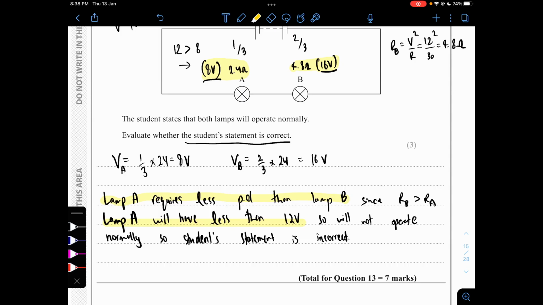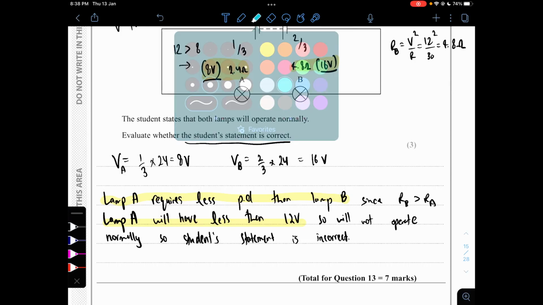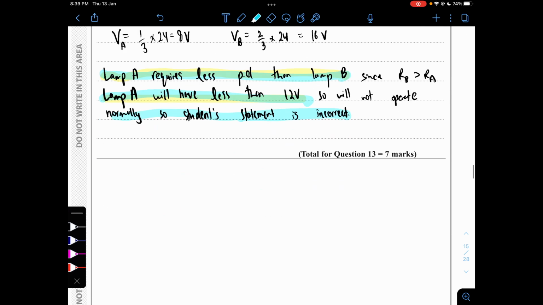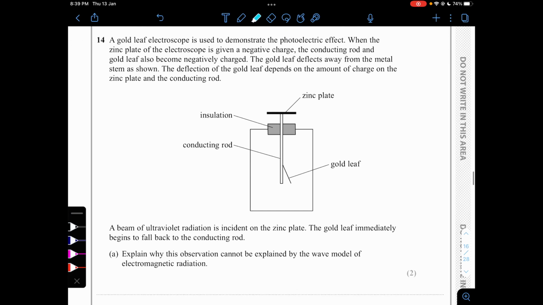So we calculated over here, which was 8 volts and 16 volts. So the student's statement is incorrect. That's the third mark. Let's move on to question number 14.